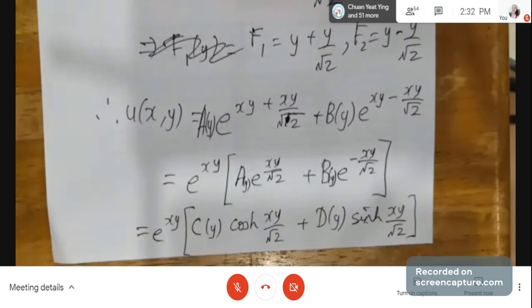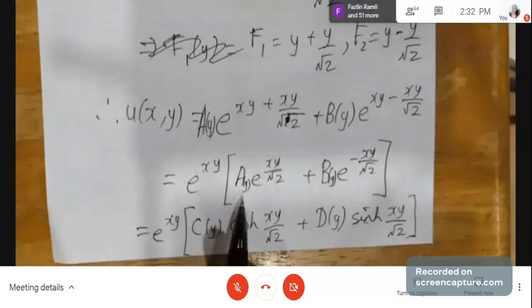I am curious about why we have to put A as a function of y. Why not x? Is A a function of y? Yes, okay, good question.